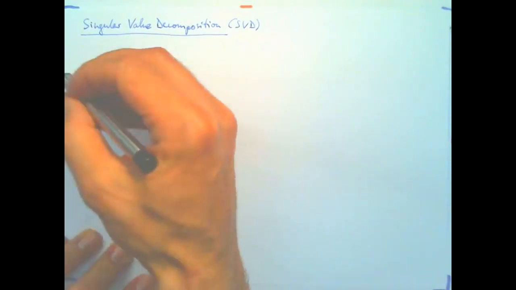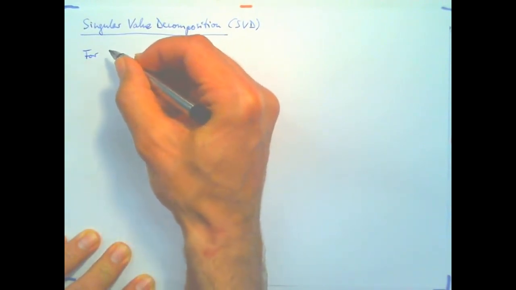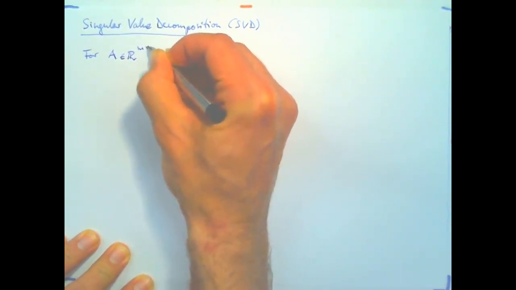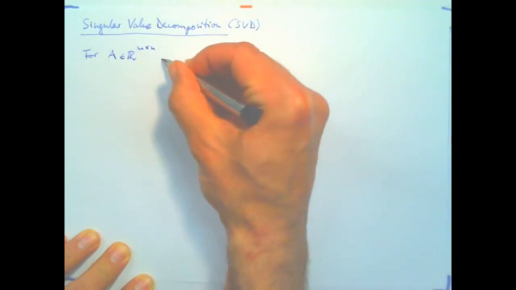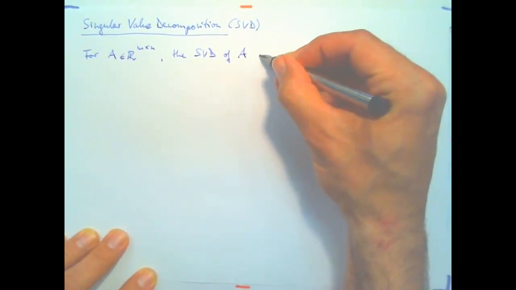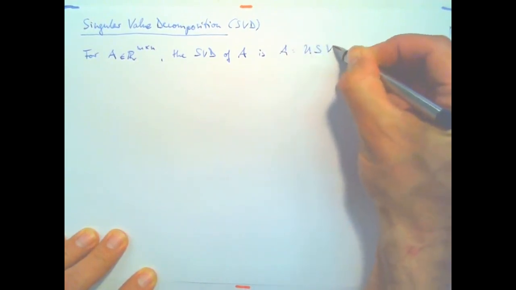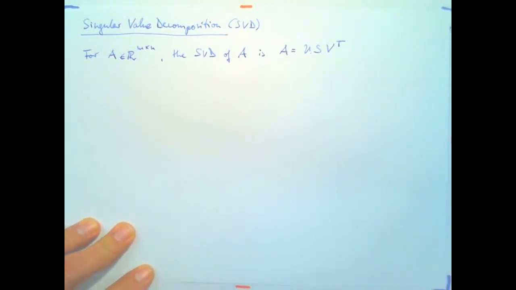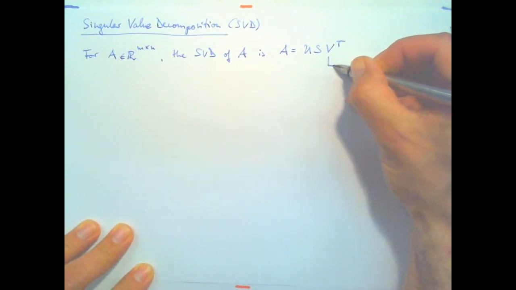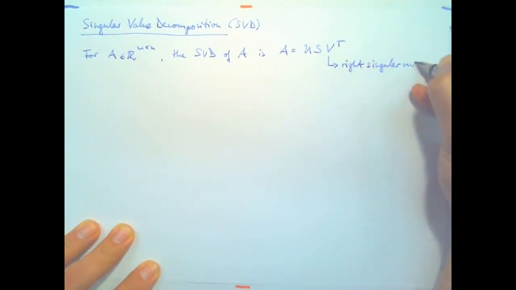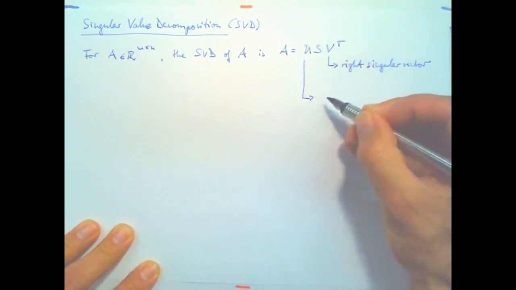So in general, if we have a matrix A with m rows and n columns, then the SVD of A is given by U S V transpose. And now all of these things have names. V is a matrix holding the so-called right singular vectors. U is a matrix holding the left singular vectors.